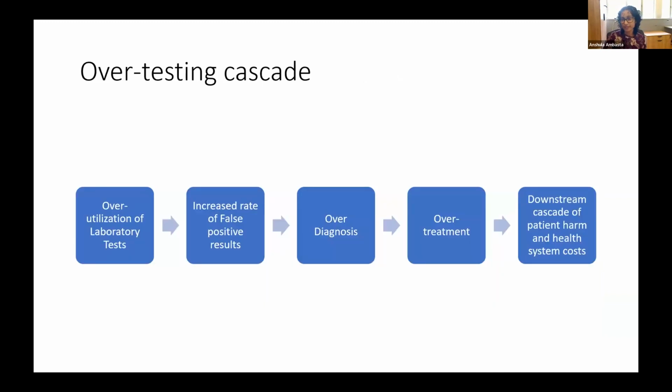Why overtesting is important is because when we overuse lab tests, we actually increase the rate of false positive results. What we sometimes see is that we're ordering way more tests, but just by chance alone, we're going to see some of these tests turn out to be positive. Sometimes this leads to overdiagnosis, further tests, overtreatment, and then a downstream cascade of patient harm and health system costs.